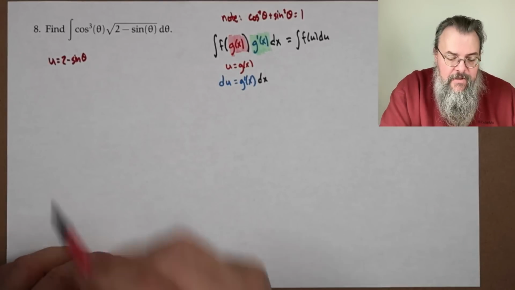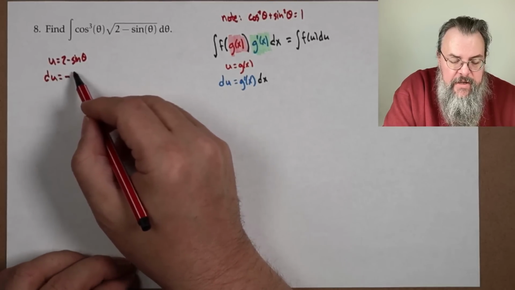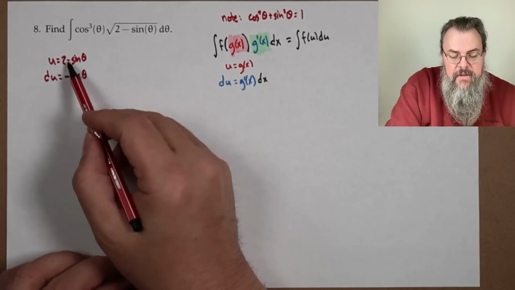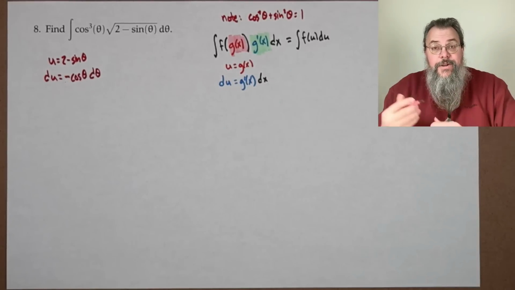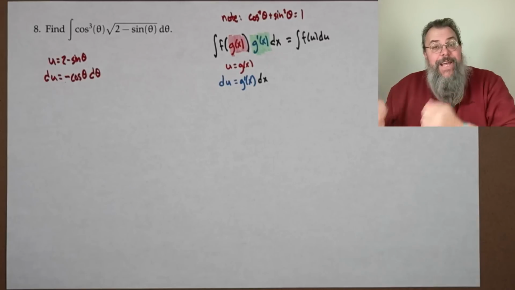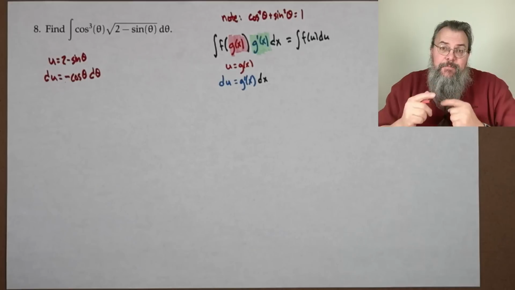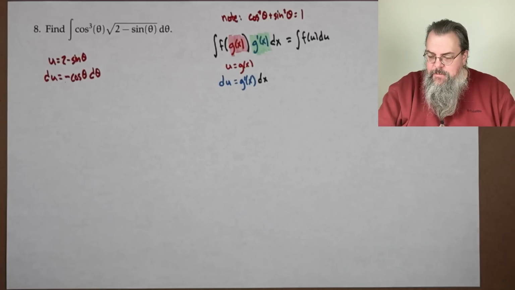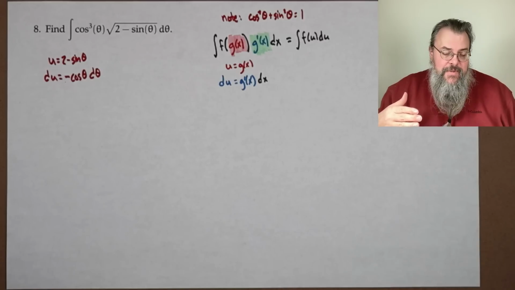Now, if we do this, what do we get for du? Well, du would be the derivative of 2 minus sine theta: the 2 goes away, the derivative of sine is cosine, with a minus because of the minus sign, so minus cosine theta d theta. And now we ask, do we have a cosine available to us? Yes. If anything, we have an overabundance of cosines available to us, and that might pose a challenge. So let's think about this for a second, before we finish this substitution.